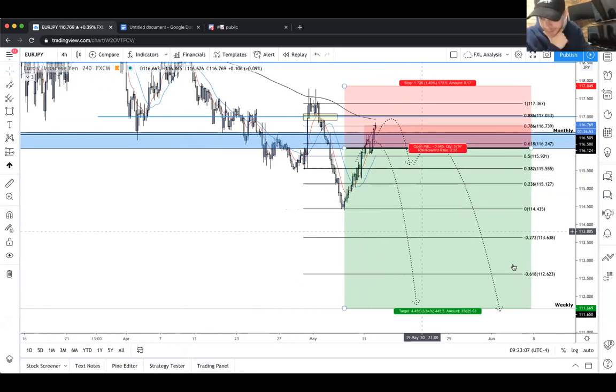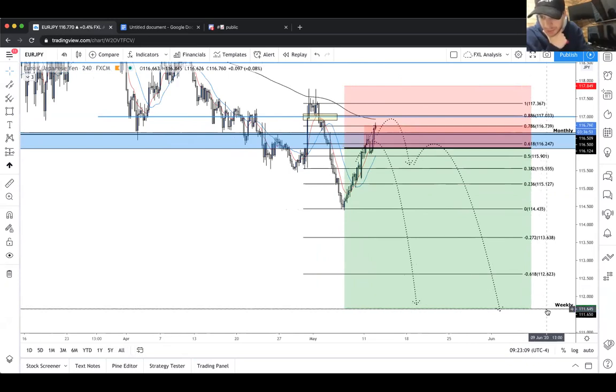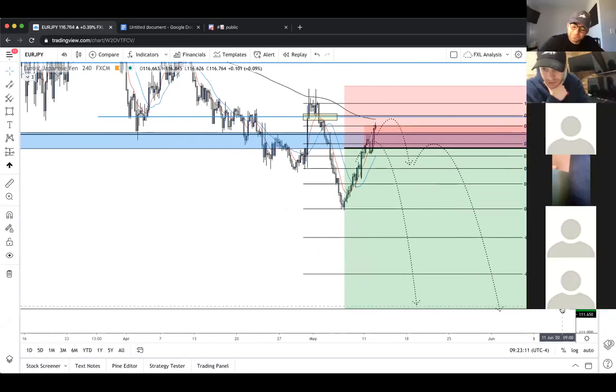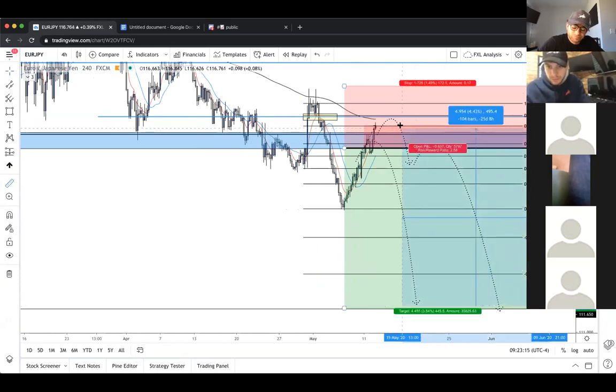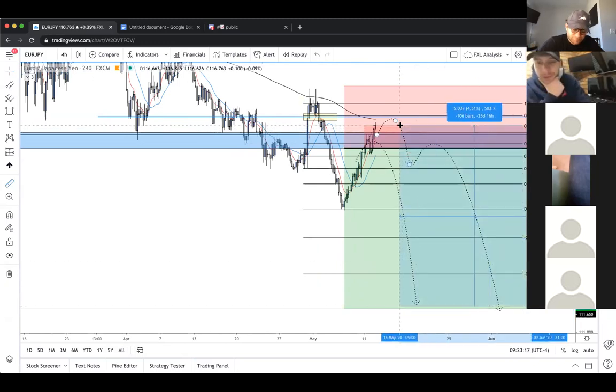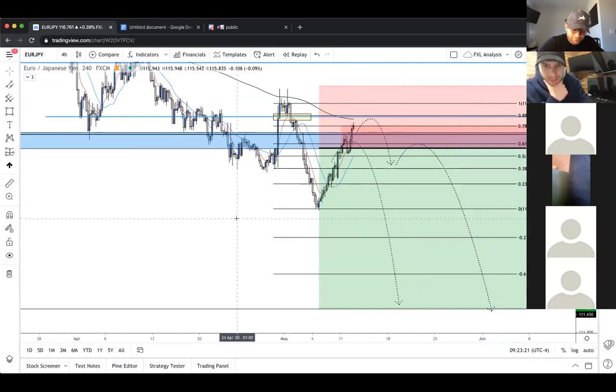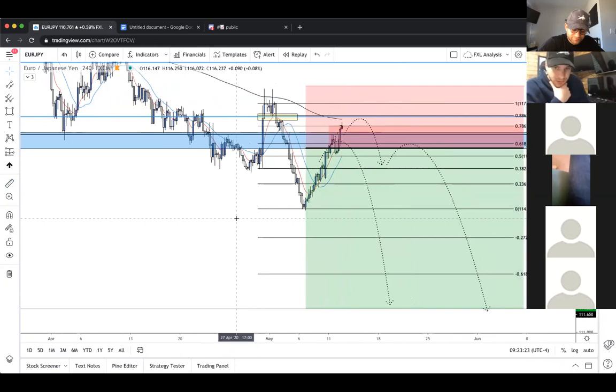If we do see that happen, we're looking to target down towards 111.650, which is our next weekly support, about 500 pips away from the current level, which is absolutely huge. So we definitely could see this play out, but it all depends on market structure this week.